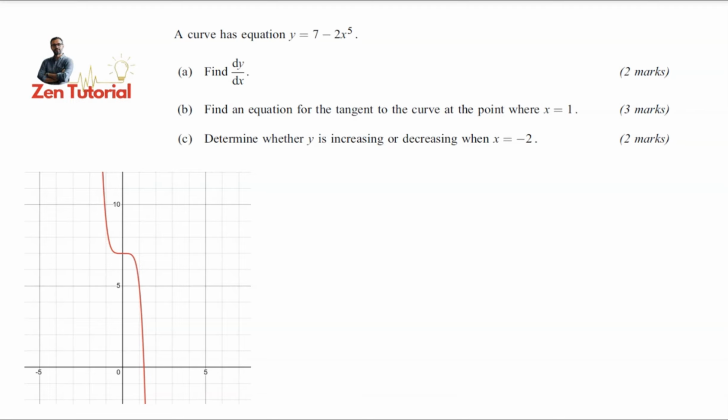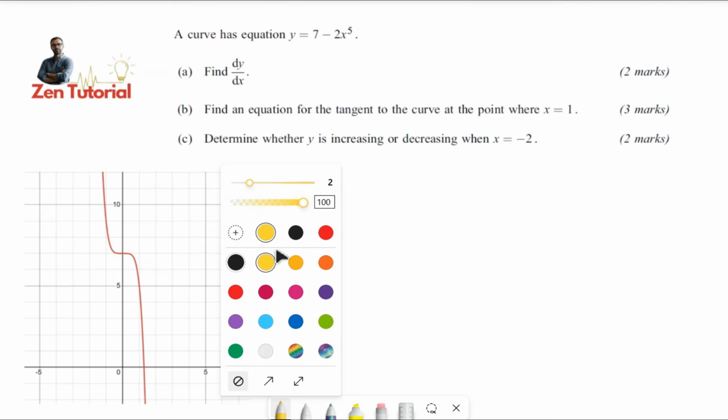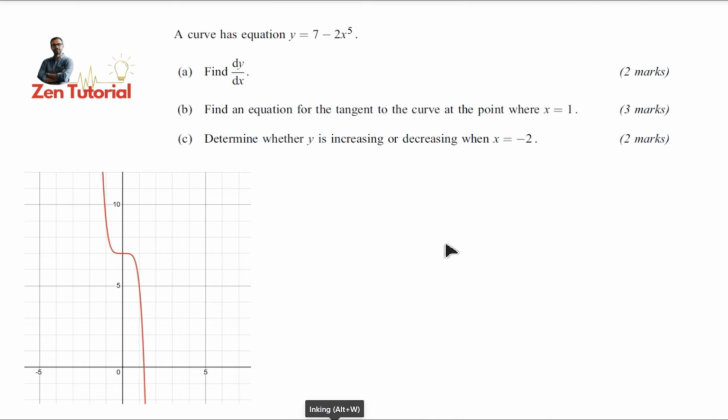Welcome to today's session. Today we are going to cover some differentiation problems, where we are going to mainly focus on numerical problems such as this one. There is a curve y equals 7 minus 2x to the power 5. It means the curve looks like this. This is the origin of the graph and this is the point 7. The red line is the curve, right?